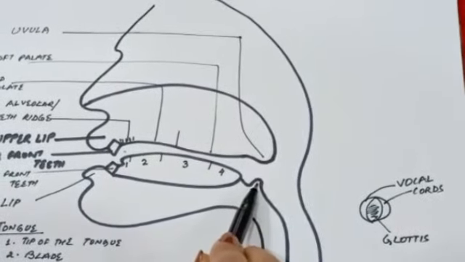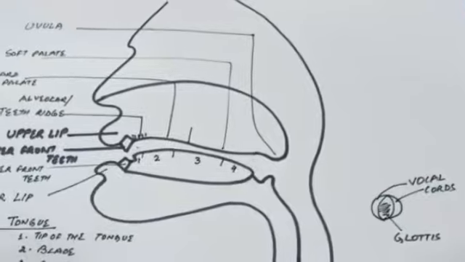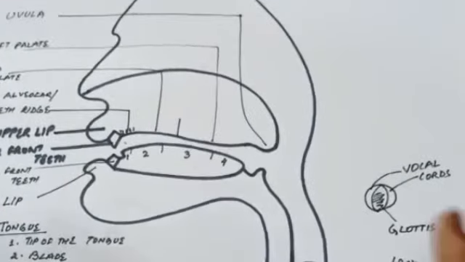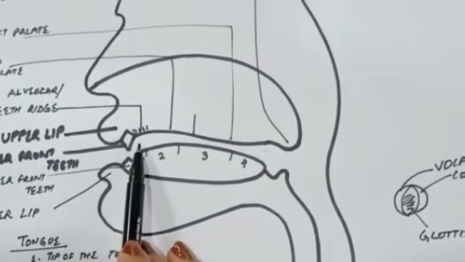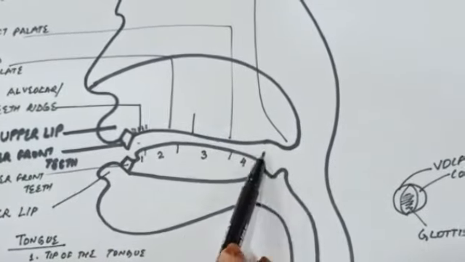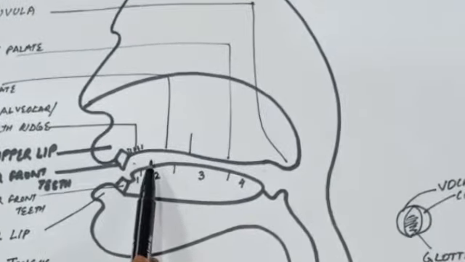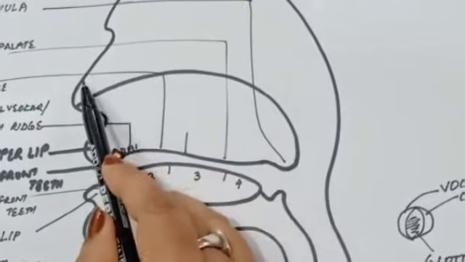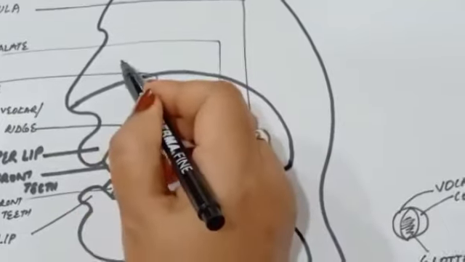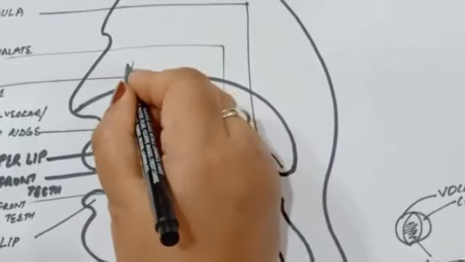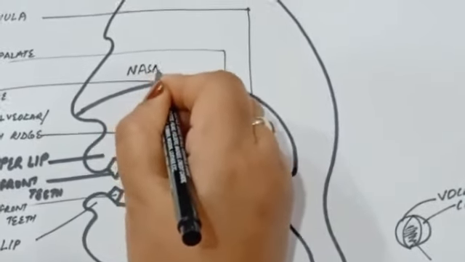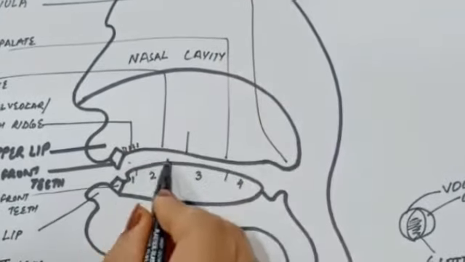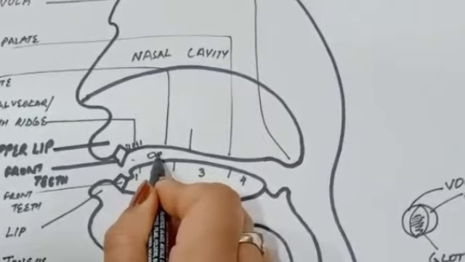So this is in brief the organs of speech and how you go about drawing it. But before I end, I also need to tell you that this part inside the mouth is known as the oral cavity, and the space in the nose is known as the nasal cavity. So the entire thing, this one is the nasal cavity, and the space in the mouth is the oral cavity.